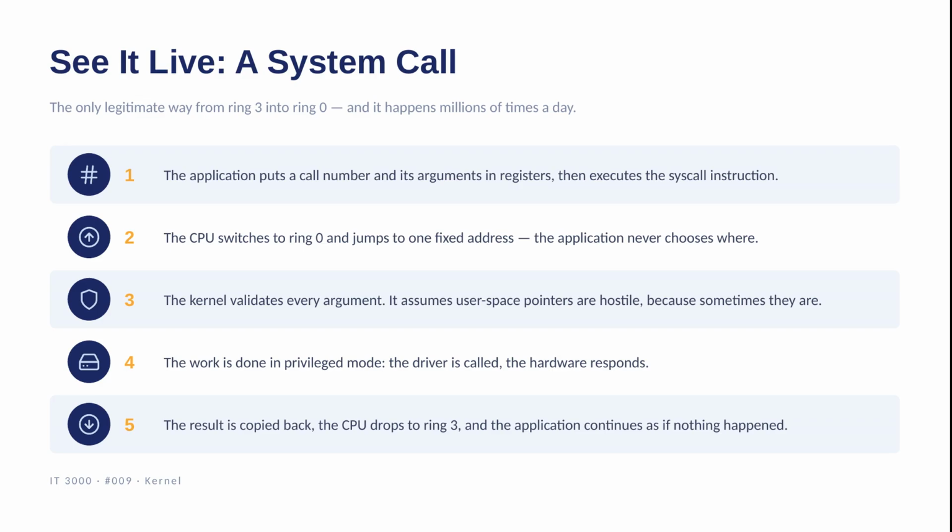The kernel then treats every incoming pointer as potentially hostile, validates everything, does the privileged work, copies the result back, and drops the CPU back down to Ring 3. The application continues, blissfully unaware it just briefly touched the most powerful code on the machine.